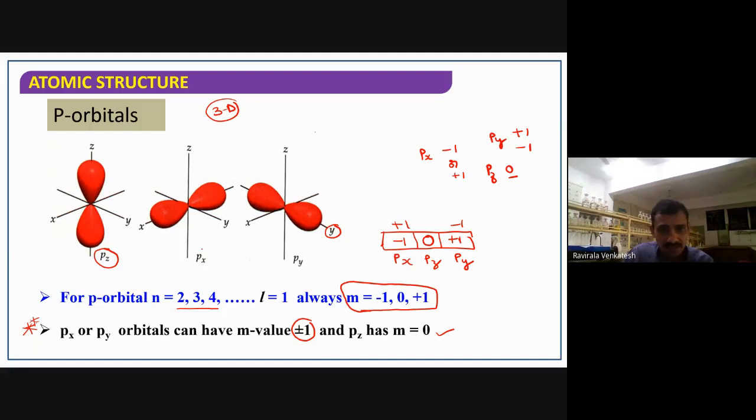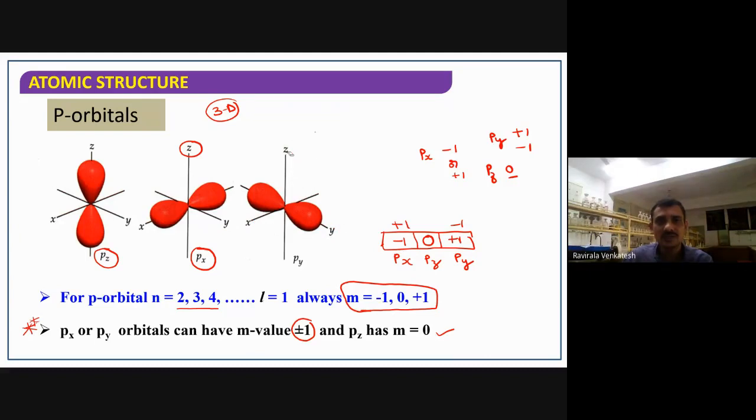For the px orbital, what will be the nodal planes here? The y-axis and z-axis. These two are called what? Nodal planes. For the py orbital, the z-axis and x-axis, they are called what? Nodal planes. Understood here? So why do they actually have these diagrams?